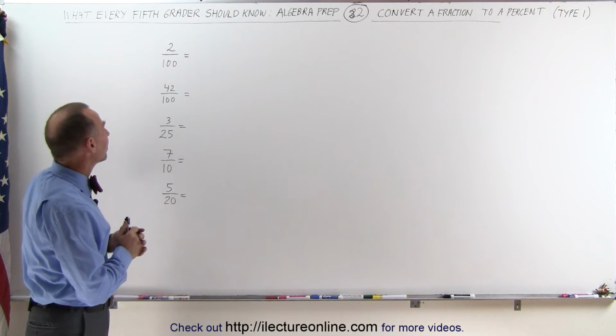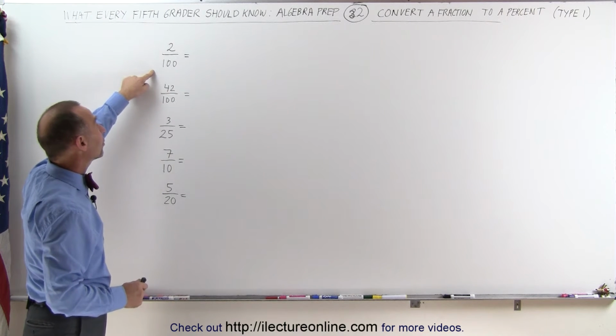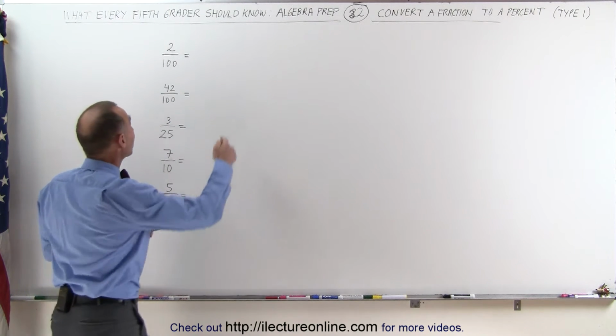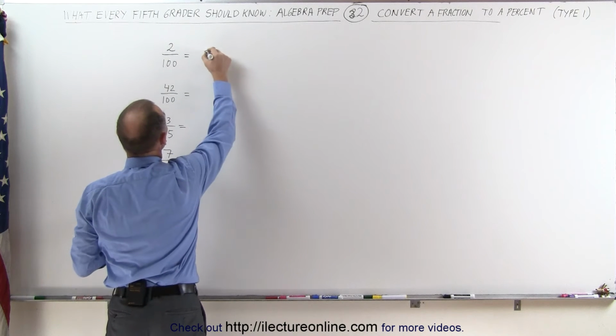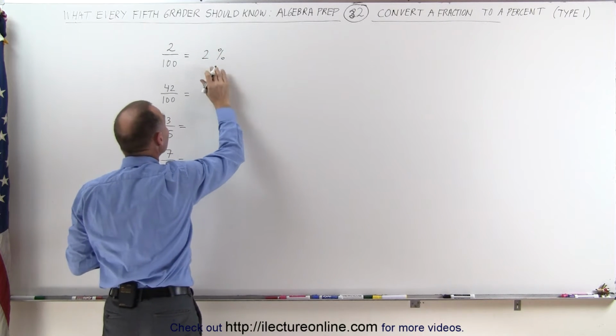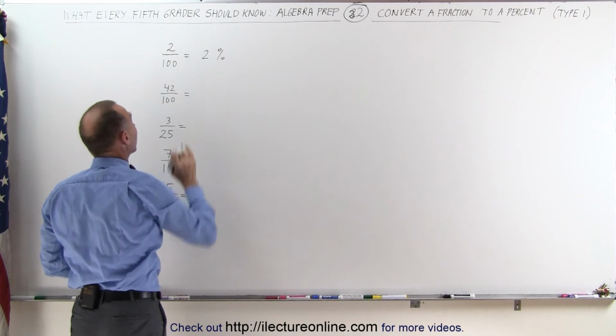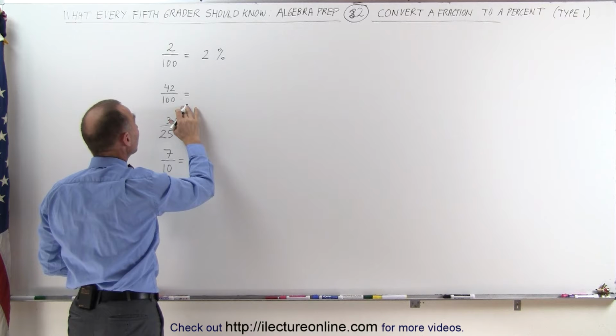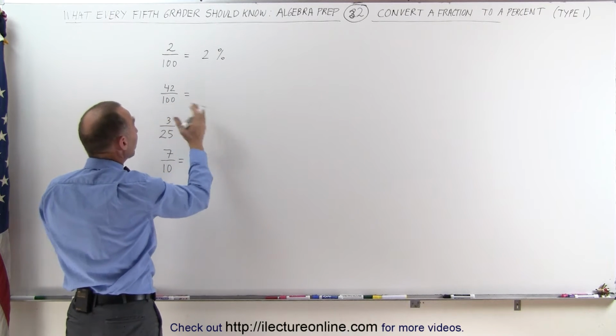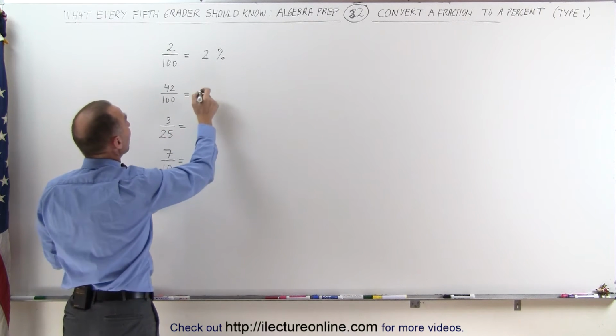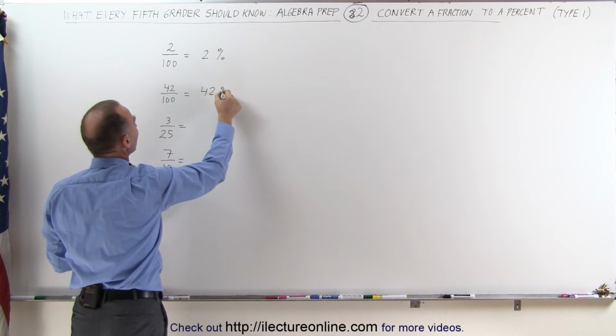Let me tell you why it's so easy. When we have 2 divided by 100, what that means is we can simply take the numerator and write it as 2%, because that's really the definition of a percentage. 2% means 2 divided by 100. 42% means 42 divided by 100, and thus 42 divided by 100 must be 42%.